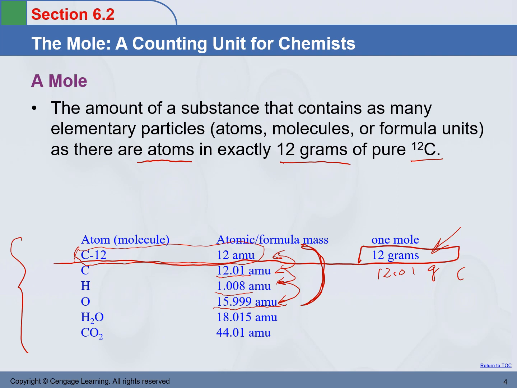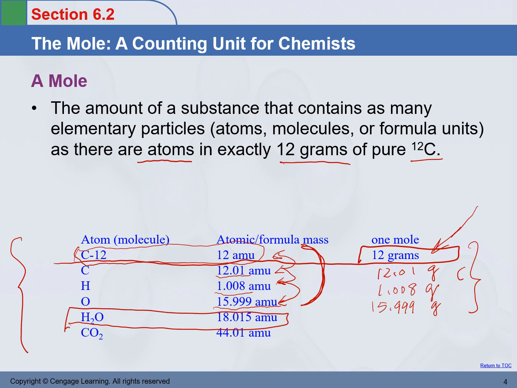You will also know that 1 mole of hydrogen will be 1.008 grams. 1 mole of oxygen will be 15.999 grams. All of this will have the same number of atoms. How many? We don't know yet. We just call that number 1 mole. Well, we just did the formula mass.